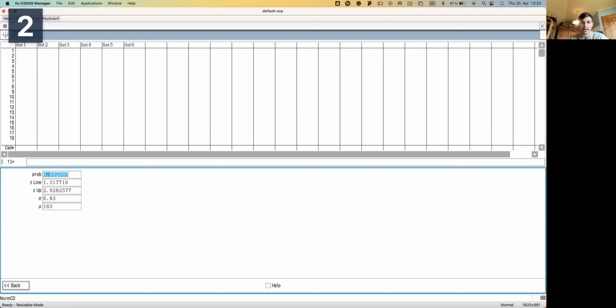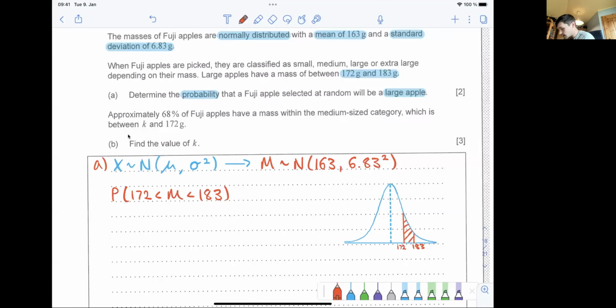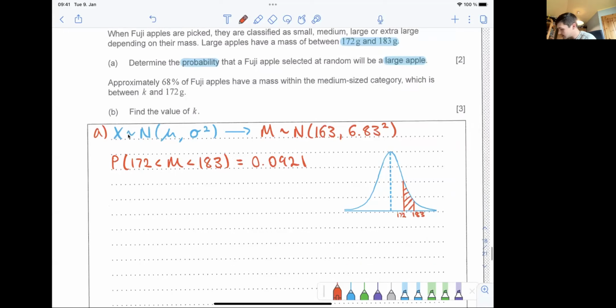So let's bring you back to the pad. Okay, lovely. So here we'll put in 0.0921, and that is the answer to part A. All right, let's move on to part B. I'll start that down here.